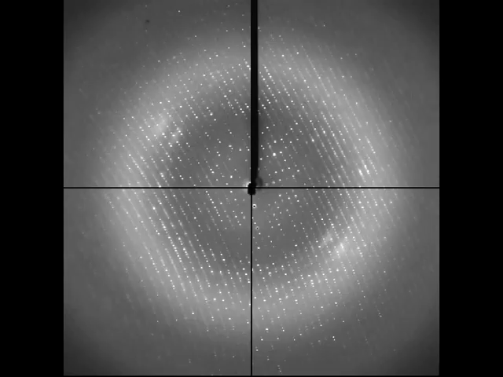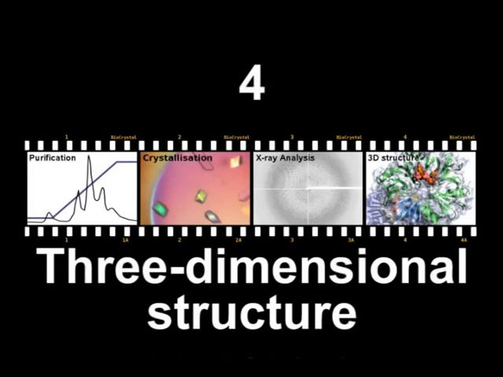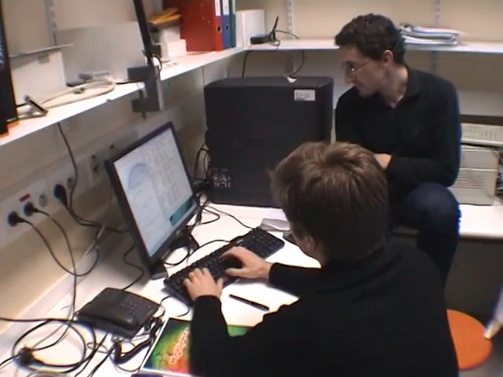The intensities of the spots that make up these strange constellations are measured by a computer that looks at the whole series of pictures. Combining information about the positions and intensities of these spots allows scientists to calculate an electron density map and then elucidate the positions of atoms within the crystal.